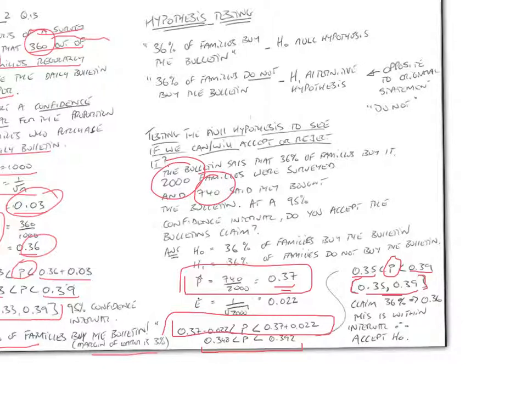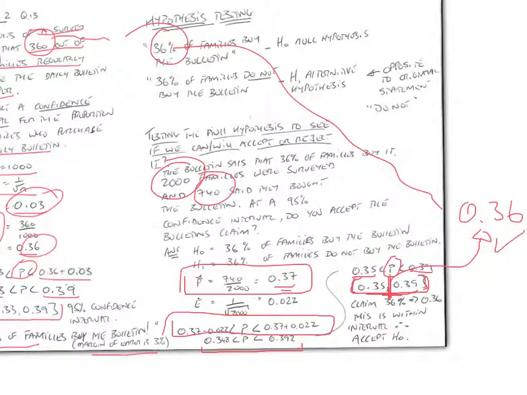Now, to see if we accept or reject the null hypothesis, they're saying that 36%, that's the same as 0.36. So we look at our range, goes from 0.35 to 0.39, and yes, 0.36 does lie within the range. We have 0.35 up to 0.39. 0.36 sits in between those. So because it's within the interval, we will accept the null hypothesis. It looks like 36% of families do actually buy the bulletin.